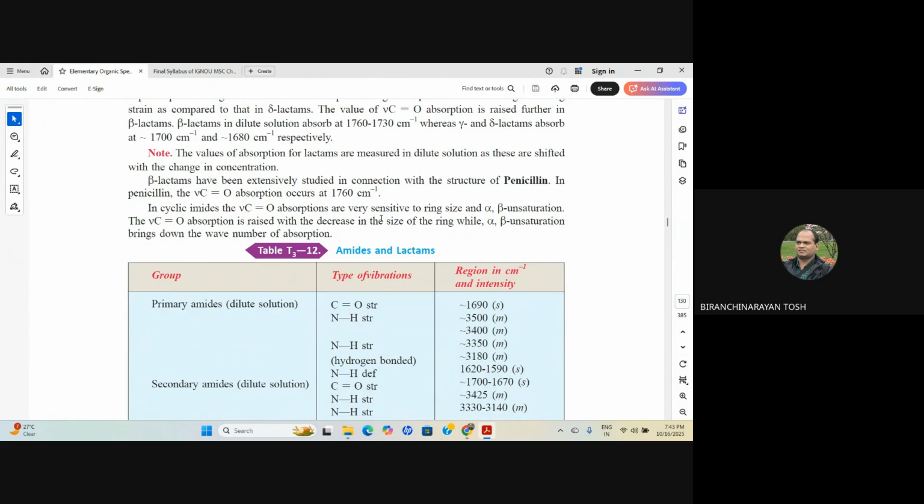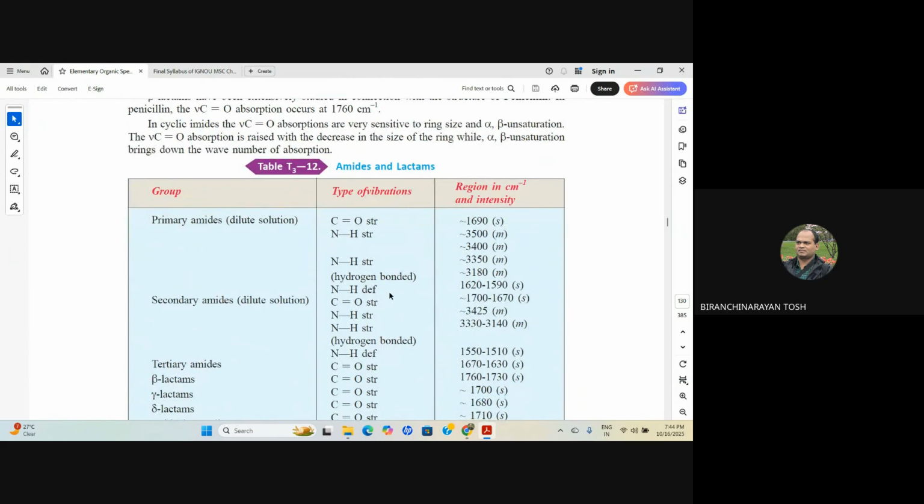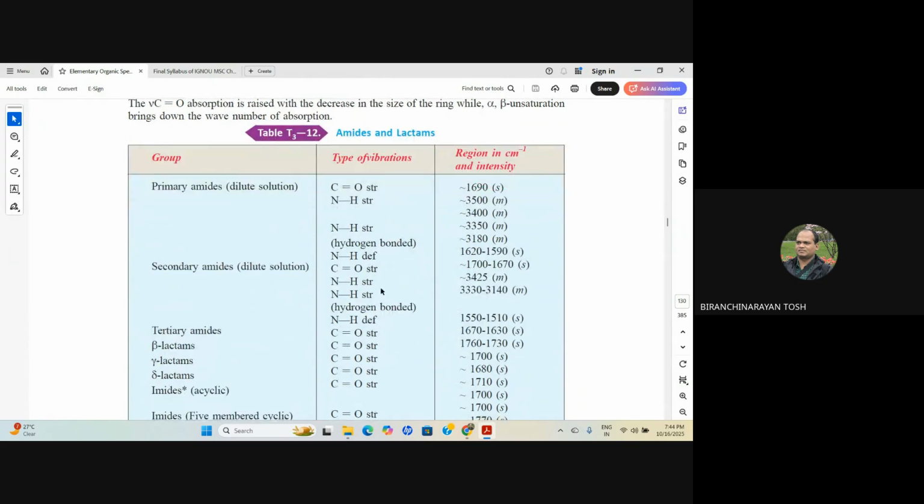The NH stretching and also the C double bond O stretching, around 1690 to 1700. NH stretching is 3400 to 3500. If it is hydrogen bonded, then it is around 3300 to 3100. For NH deformation, 1620. Carbonyl stretching, if it is secondary amide, 1690 increases to 1700 to 1760. Then NH stretching, all these things will be in the same region or a little bit here and there.